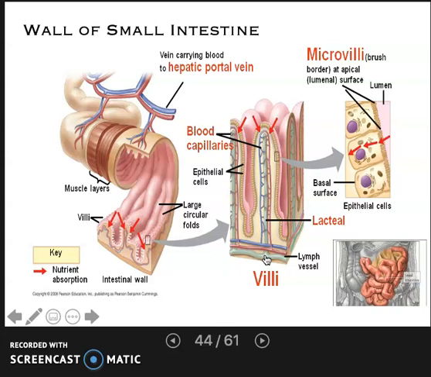So remember, circular folds, villi, and then the cells that make up these villi are covered with cells that have microvilli, further extending the surface area of the tissue.